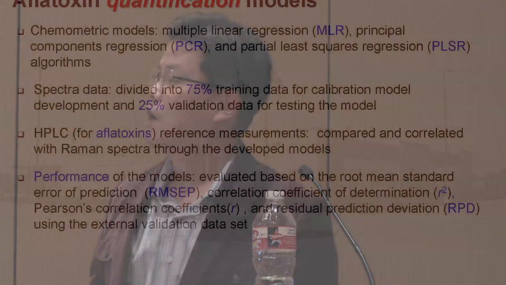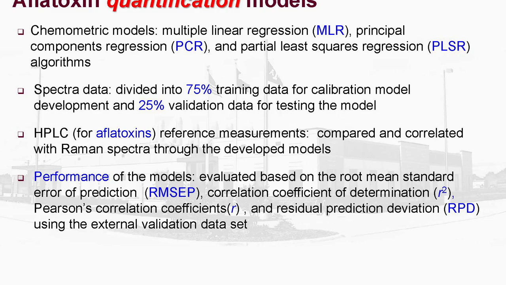For quantification model development, we used the chemometric models multiple linear regression, principal component regression, and partial least squares regression. Basically, for classification and quantification models, the spectral data was divided into 75% training data for calibration model development and 25% validation data for testing the models. HPLC reference measurements were used to compare and correlate with the Raman spectra through the developed models.